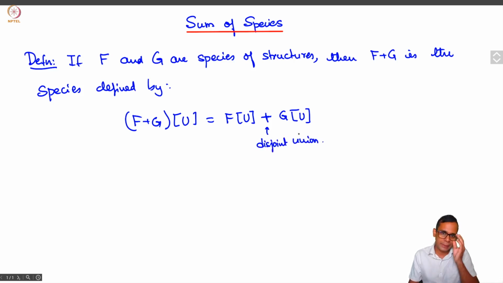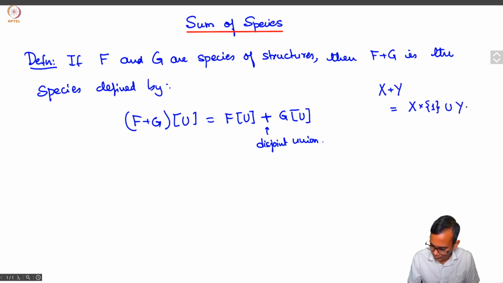Sometimes it could be that f of U and g of U have structures in common between f and g, and so when you take f of U plus g of U, you need to make another copy of these common structures. Another way of thinking about this is if you have two sets, then X plus Y is defined to be the set X cross 1 union Y cross 2. In this way, you're sure that these elements are different from these elements. But so that's what disjoint union means.